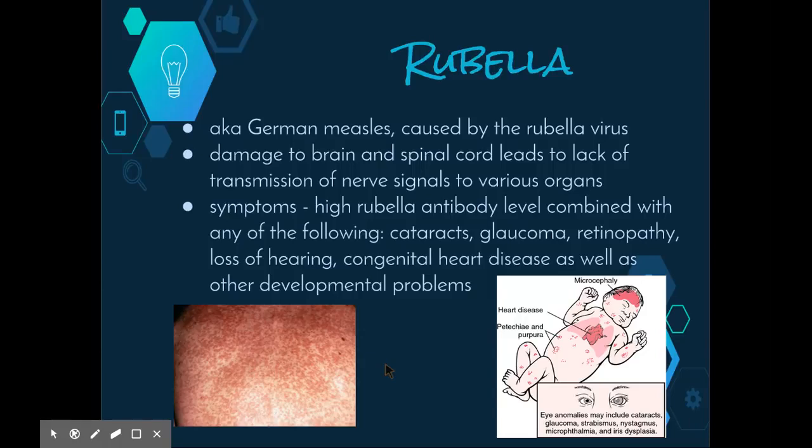Some common symptoms include high rubella antibody levels combined with any or all of the following symptoms. So cataracts, congenital glaucoma, and retinopathy of the eye, which obviously all affect the visual perception. Loss of hearing because of damage to the nerve receptors in the ear. Congenital heart disease, as well as problems with the development of the brain, spinal cord, spleen, liver, and possibly the bones. So obviously rubella is an easy disease to avoid using vaccination, but again, because so many people are avoiding vaccinations, we are seeing German measles pop up every now and then.